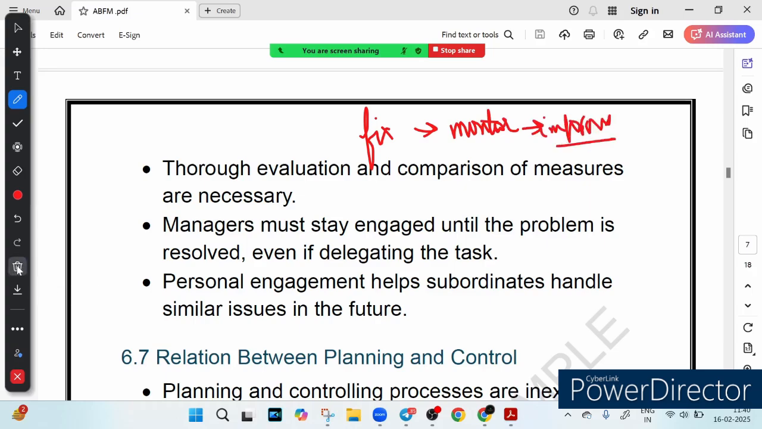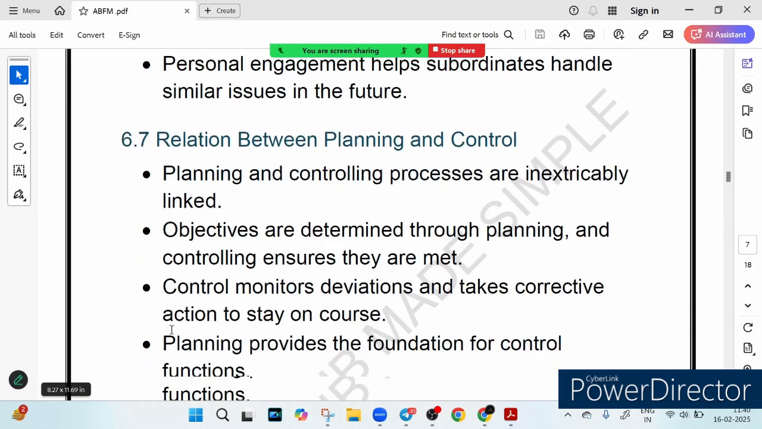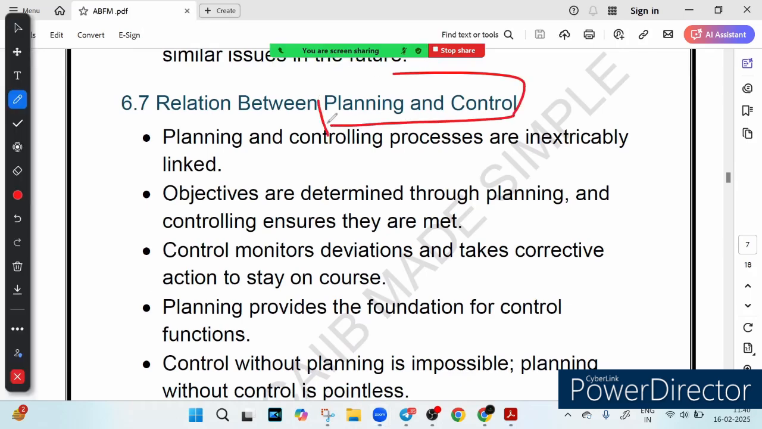And then we have planning and control in action. Why are these connected? Let's talk about the relationship between planning and control. The question is, how are planning and control connected? You can think of planning as the map and control as the GPS.